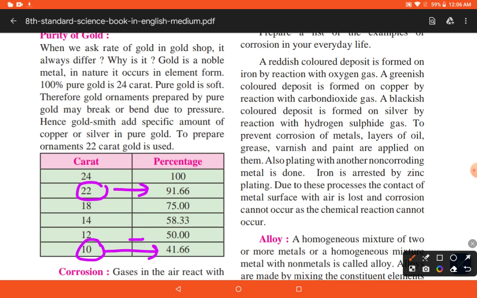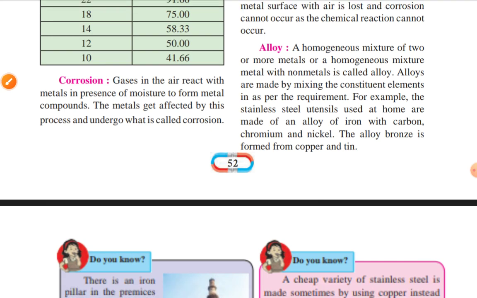14 karat, I increase it to 58. 18 karat gold, it's about 75. Remember the series: 10, 12, 14, 18, 22, 24. Six things are there, because in the exams it's mostly asked. If 10 carat gold, it will consist of about 41. If 12, 50% gold. If 14 carat gold, about 58%. If 18, 75. 22, 91. That's it.